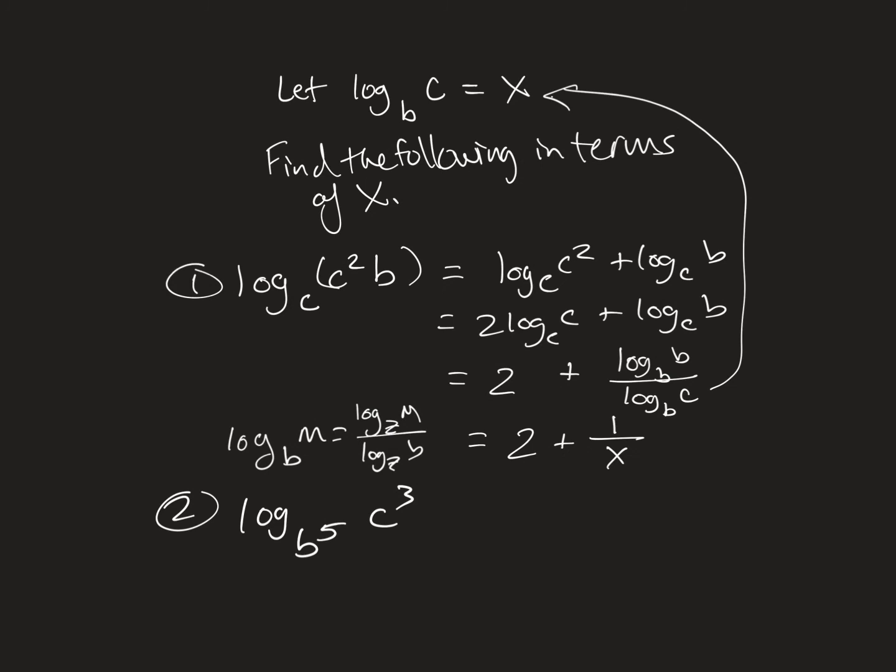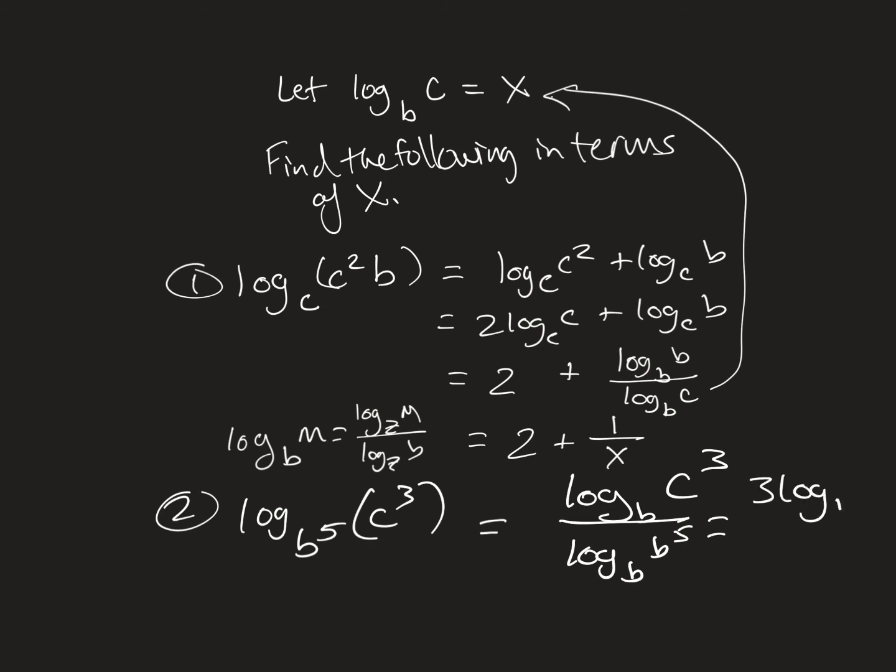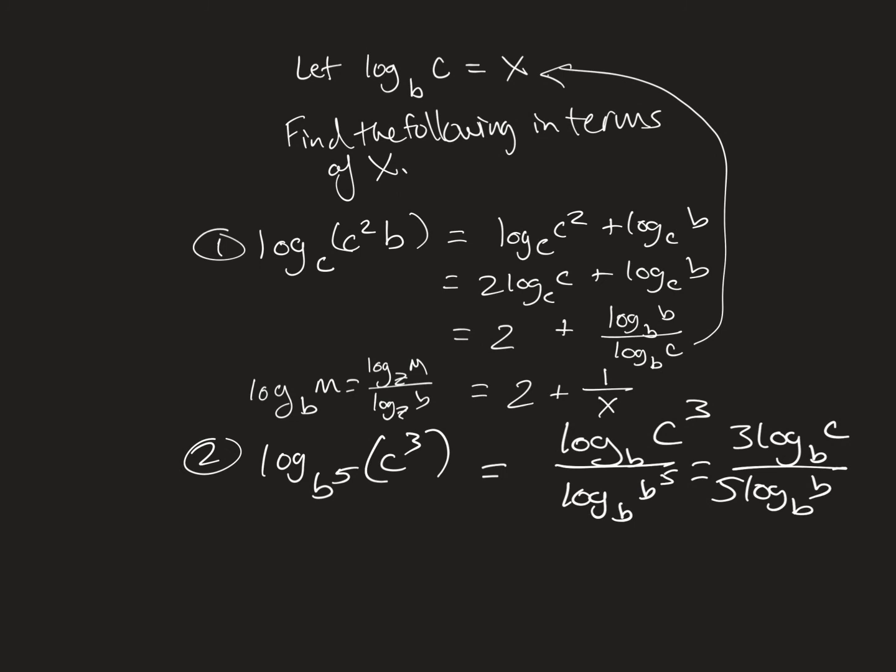And notice here that, again, do I want a base of b to the 5th? No, I would like a base of b. So let's just make a base of b. So this is going to be log base b of c to the 3rd over log base b of b to the 5th. Well, now this is helpful because if I bring the 3 in front, and then I bring the 5 in front, log base b of c is x, so I just have 3x over 5, since log base b of b is 1. So 3x over 5.